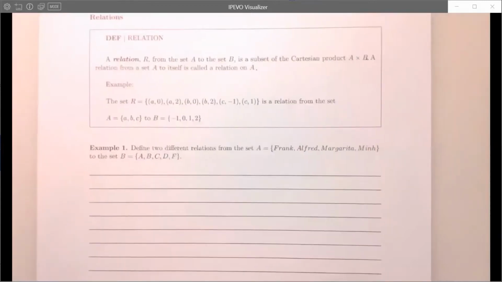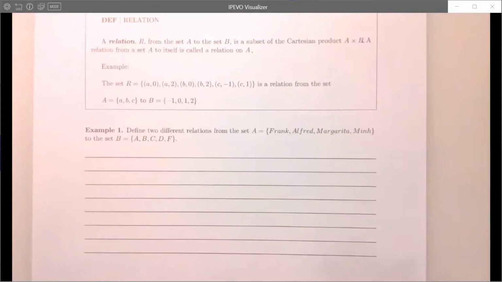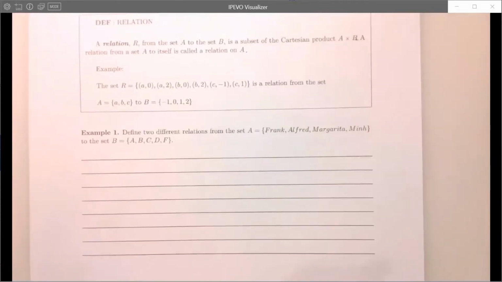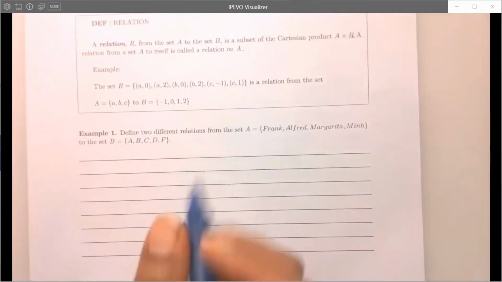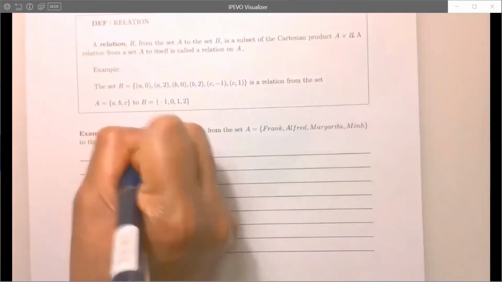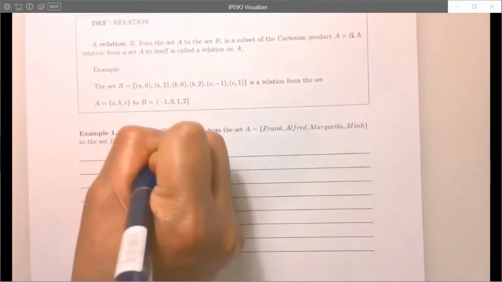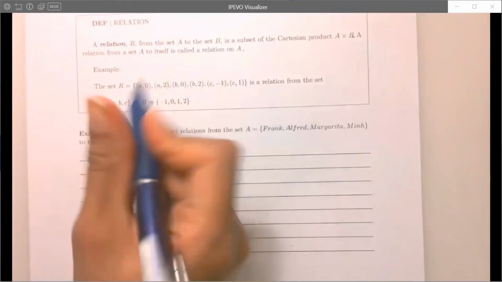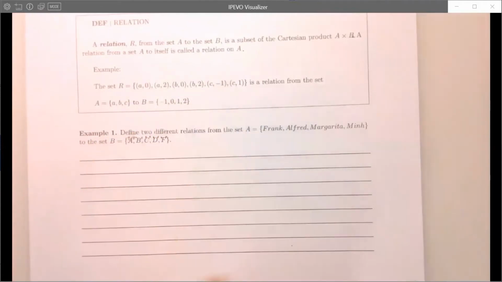Here's another example, example 1. We're going to be defining two different relations from the set A, which contains Frank, Alfred, and Margarita, to the set B, which contains the letters A, B, C, D. And just to be careful and differentiate between this B and the set B, I'll include the single quote to say these are characters A, B through F, except for E.